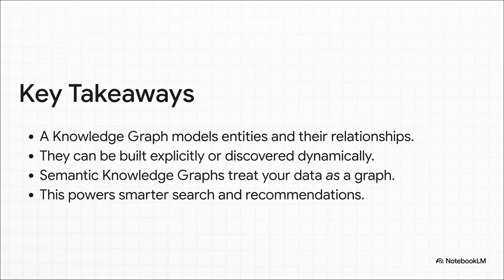So let's just quickly recap the big ideas here. A knowledge graph is just a map of things and how they're related. You can build that map by hand, but the much more powerful way is to use a semantic knowledge graph, which just treats your text as the graph and discovers connections on the fly. And this is the engine that's driving smarter search and better recommendations everywhere.